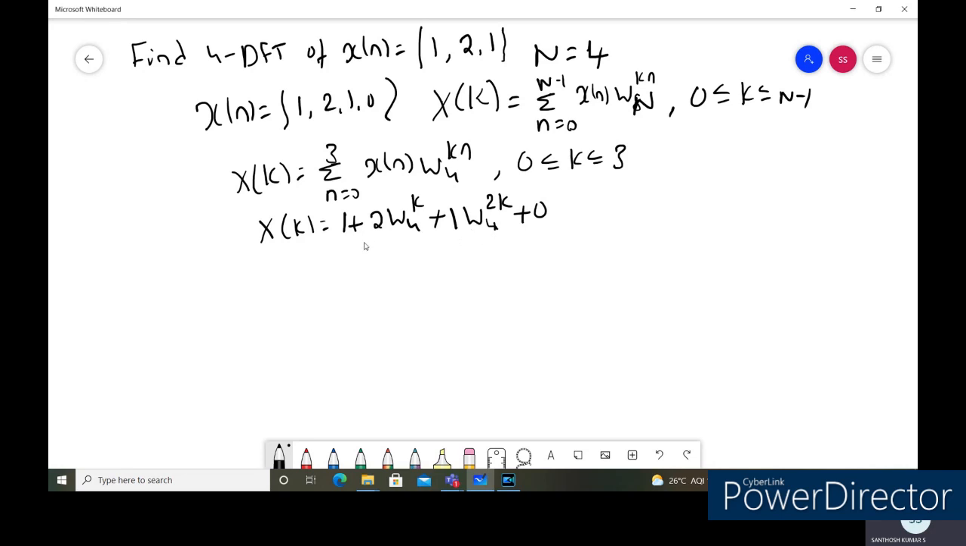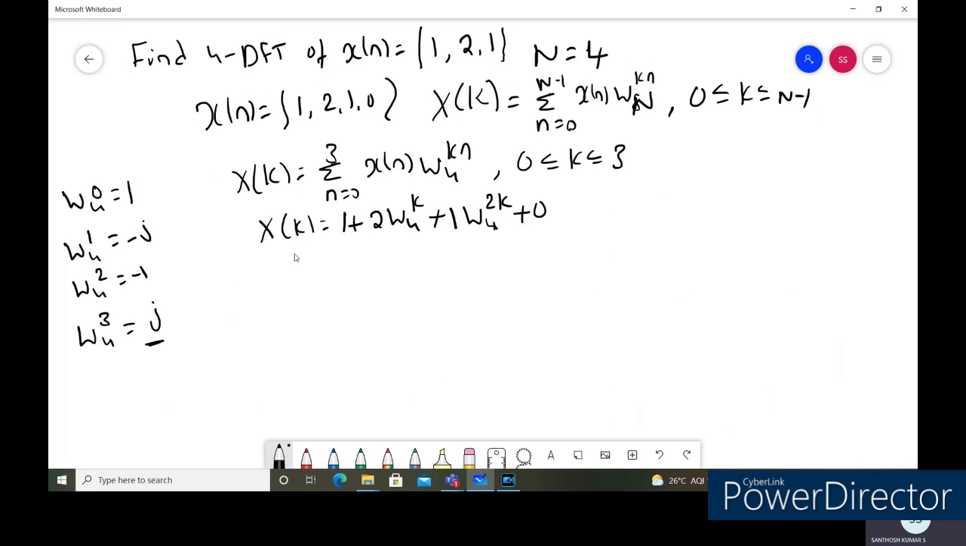This is the formula we got, and we need to find the twiddle factor values in order to find the values of the DFT. The twiddle factor values are important in order to expand the summation. Here k can take the values 0 to 3. Let us substitute the values for the twiddle factor. Omega 4 to the power of 0 is 1, as we discussed in the previous sessions. Omega 4 to the power of 1 is minus j, omega 4 to the power of 2 is minus 1, and omega 4 to the power of 3 is plus j. These are the values we found in the previous sessions.